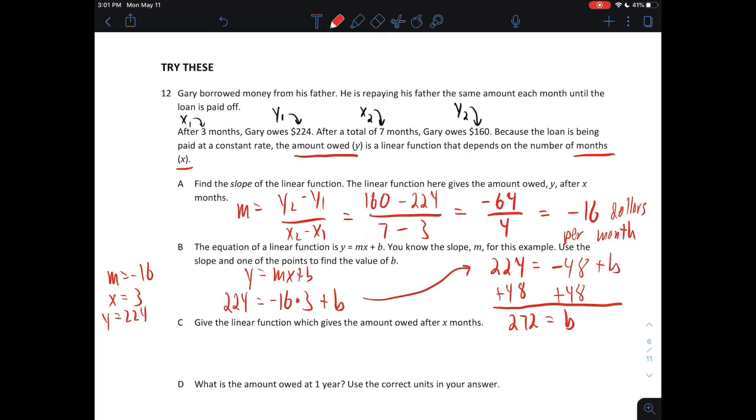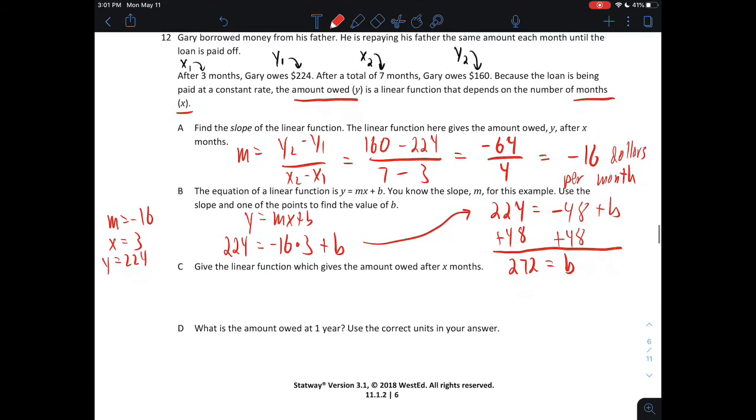So now we put this all together, give the linear function, which gives you the amount owed after x months. So y is equal to my slope, which we said was negative 16, times x plus my y-intercept, 272.